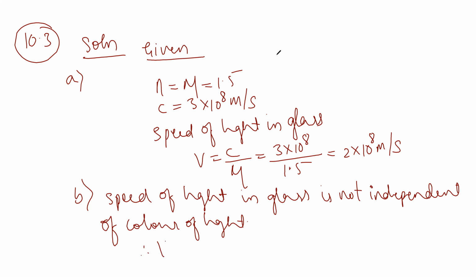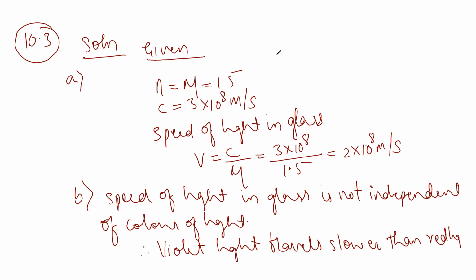So therefore, violet light travels slower than red light. So this is the solution for 10.3. So next one we shall see, that is 10.4.